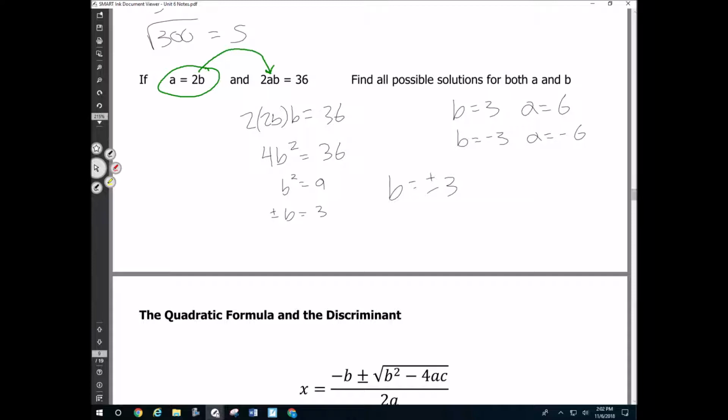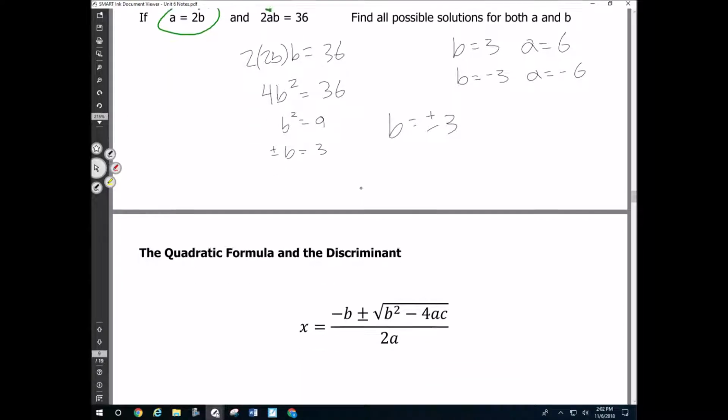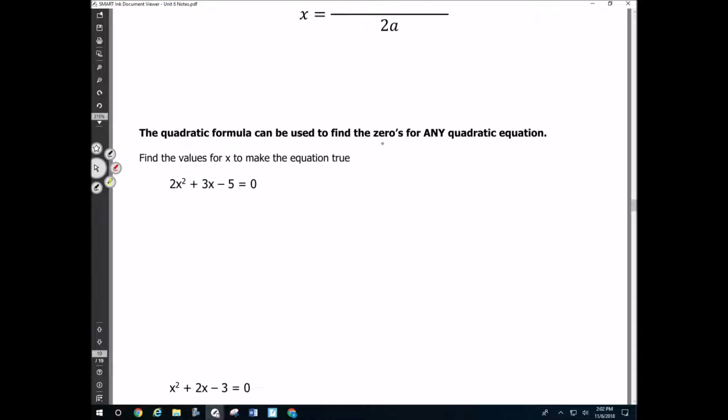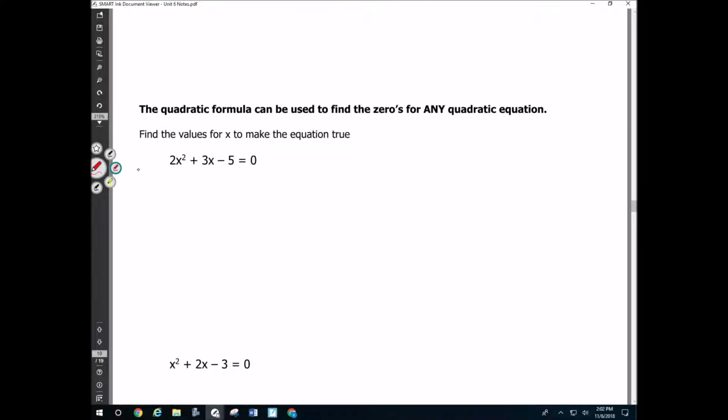Okay. All right, so we now have another way to solve quadratics. Only the way we just learned, just x squareds, no x's. There are going to be some questions out there like this. 2x squared plus 3x minus 5 equals 0. Let's look at this one.